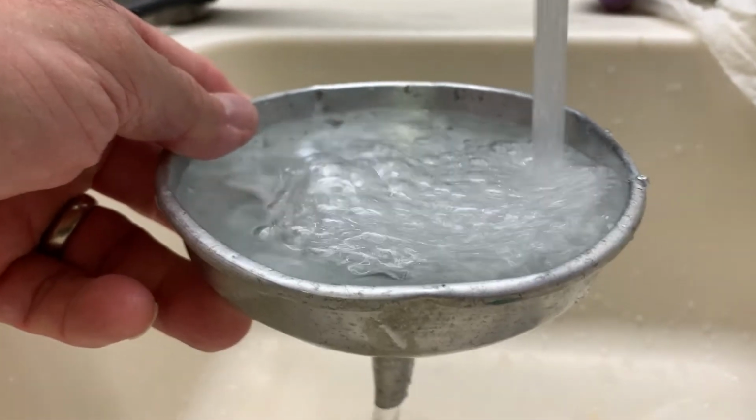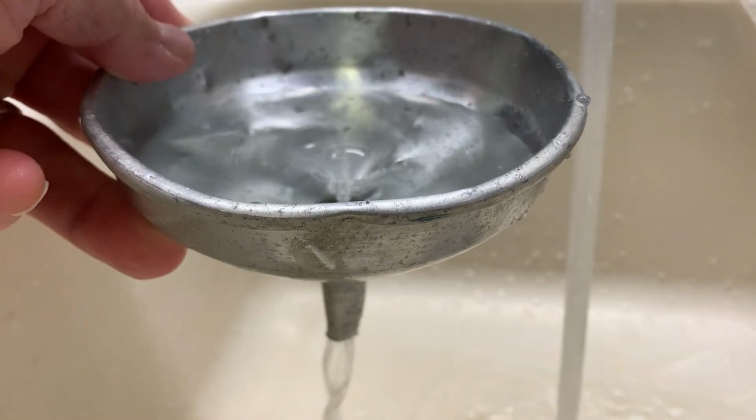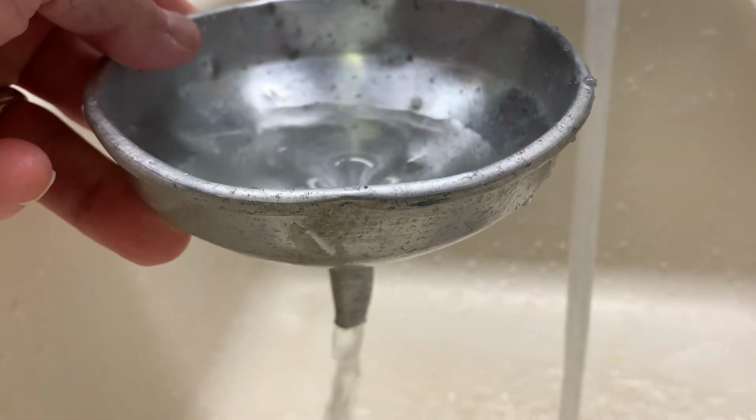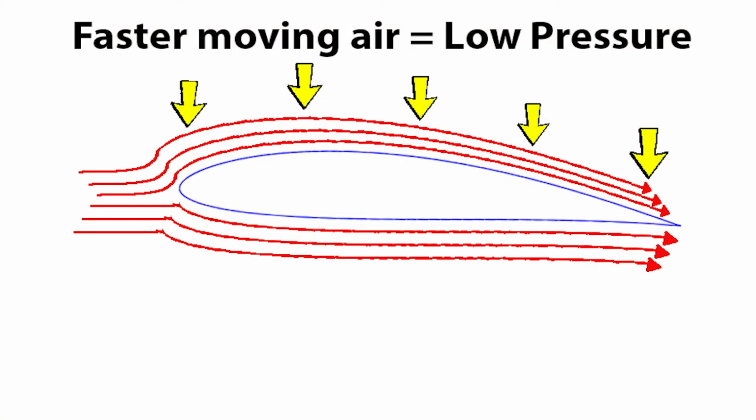Example: water in the top of a funnel moves slowly, while the water traveling through the tube portion travels much faster with much less pressure. Therefore, the air traveling over the wing, because it has farther to go, travels faster than the air under the wing, producing a lower pressure on the top of the wing.